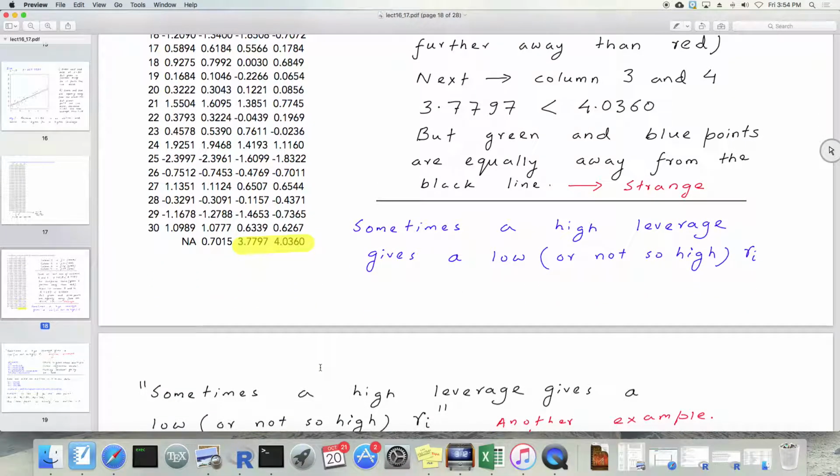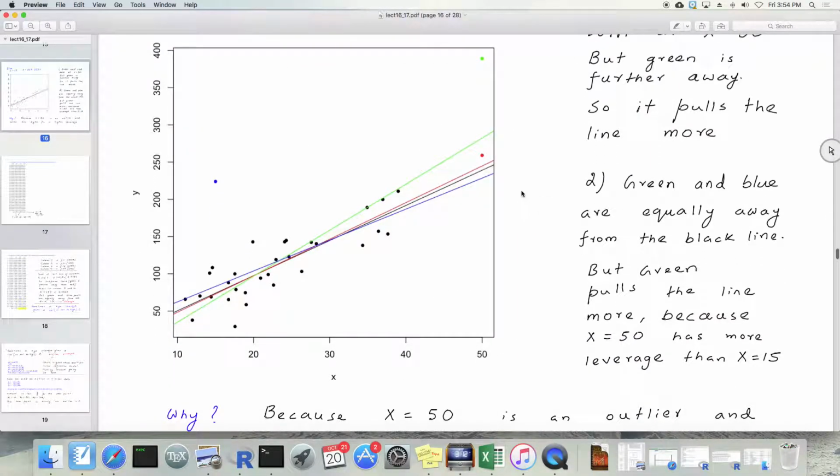The standard residual is worse for the blue than the green. That's point number one. And if you go back to the plot, you see that the blue line hasn't changed much. The green line has changed quite a bit. So that can be easily explained. The green point has high leverage. That means it can change things much. A point with high leverage can change things much.